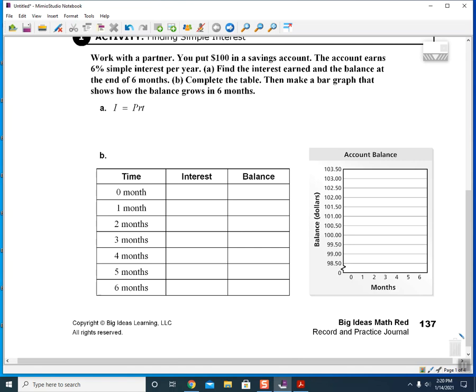So if we look at this, you put $100 into a savings account. The account earns 6% simple interest per year. I want to find the interest earned and the balance at the end of 6 months. So when it has been 0 months, I'm not going to have any interest, right? So my balance is just going to be $100.